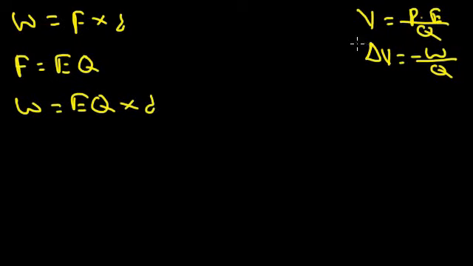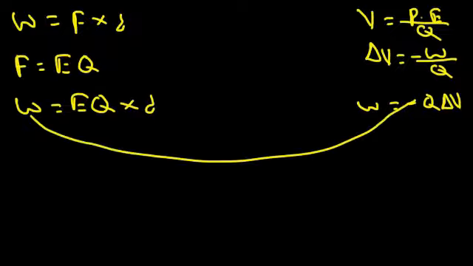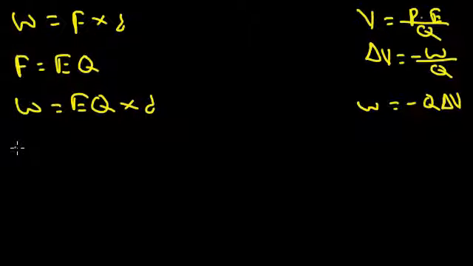However, from this equation, we can also isolate W. In fact, W will be equal to negative Q times delta V. Since W is equal to the same thing, why not set them equal? This implies that negative Q delta V, where delta V is the electric potential difference, very, very important, not the electric potential, is equal to EQD.